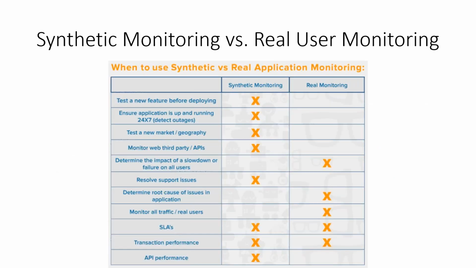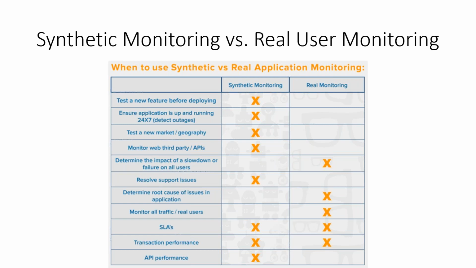There are some pros and cons for synthetic monitoring. For example, you can use synthetic monitoring for testing a new feature before deploying. You can use it to ensure the application is up and running 24/7 to detect outages. You can use it for testing a new market, new geography, new areas. You can also use it to monitor web and third-party APIs. Whereas if you really want to determine the impact of a slowdown or a failure on all users, real user monitoring will be helpful.